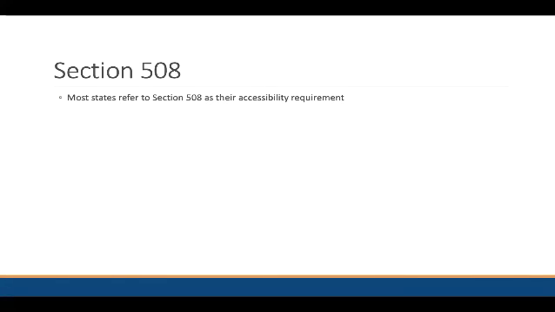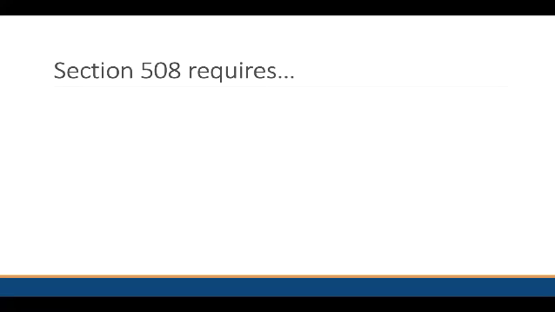So most states obviously find it easier just to point to that standard as it's updated, not create their own standard. Now here's what this section actually requires. I'm not going to go too deep into the weeds, but I want to give you some context for why we make things accessible and how we make things accessible and what standard they need to be made accessible.